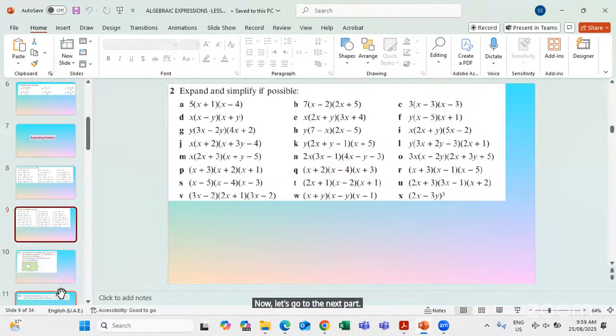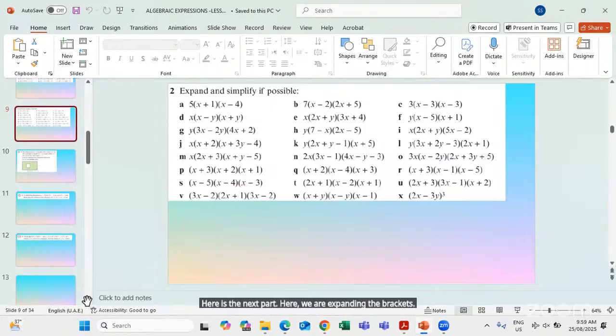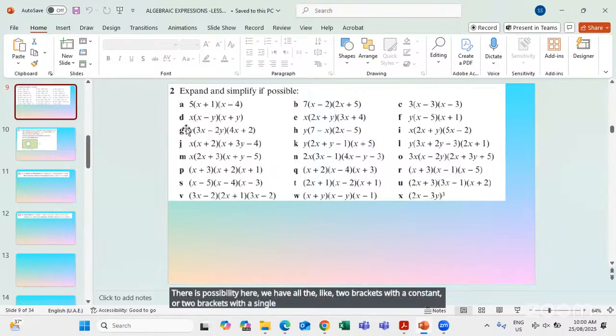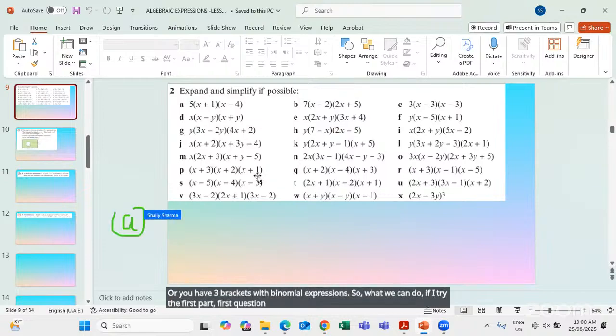Here is the next part. Here we are expanding the brackets, and these are 2 brackets or 3 brackets. There is a possibility that we have 2 brackets with a constant, or 2 brackets with a single variable, or 3 brackets with binomial expressions. So if I try the first question, it is very simple.